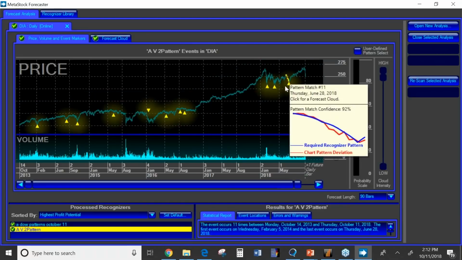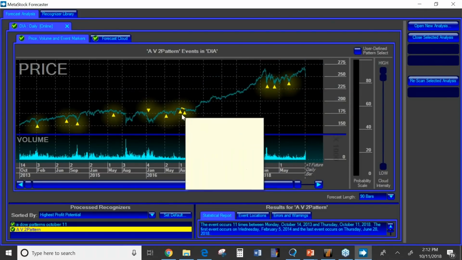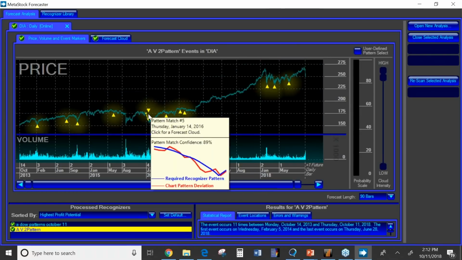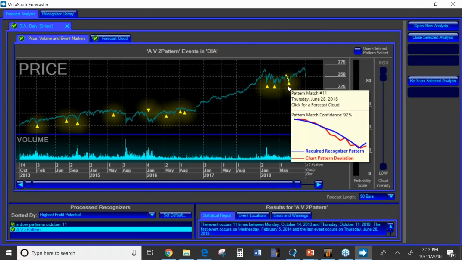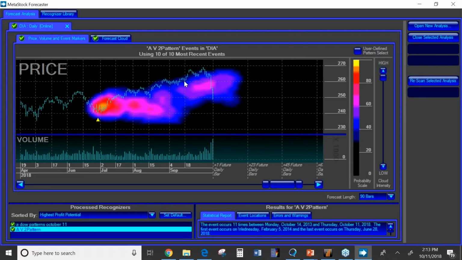But it has happened here. It has happened here. It has happened here. It has happened here. So you can see how your pattern has historically matched up. And of course, you get the statistics. You can go into the forecast cloud and get an expectancy cloud based on time. And if you like the way that looks, you can go in and see how that would have matched up in the future to what actually happened.